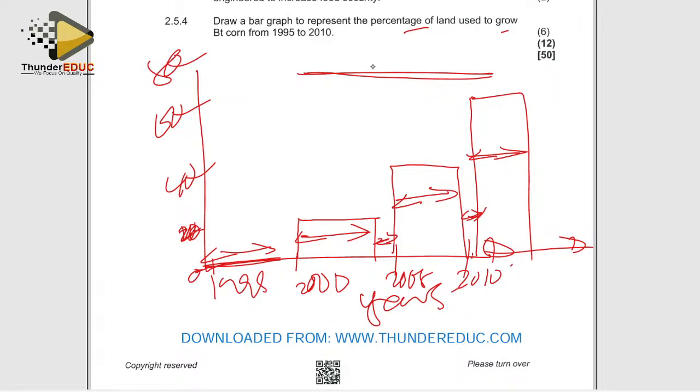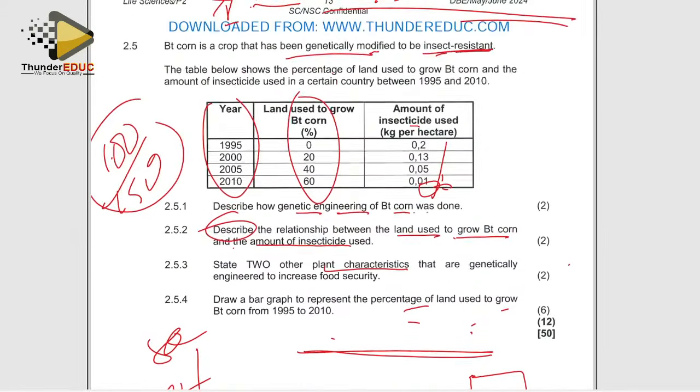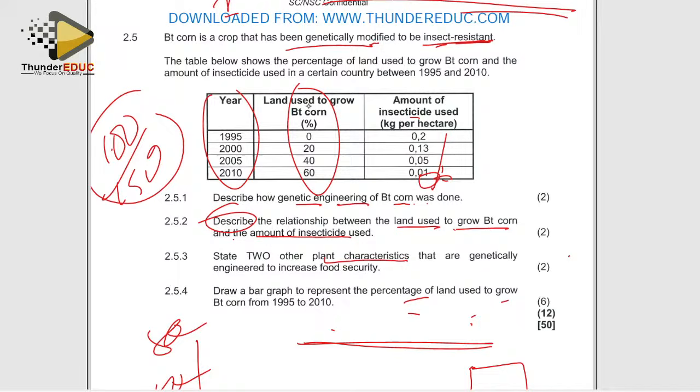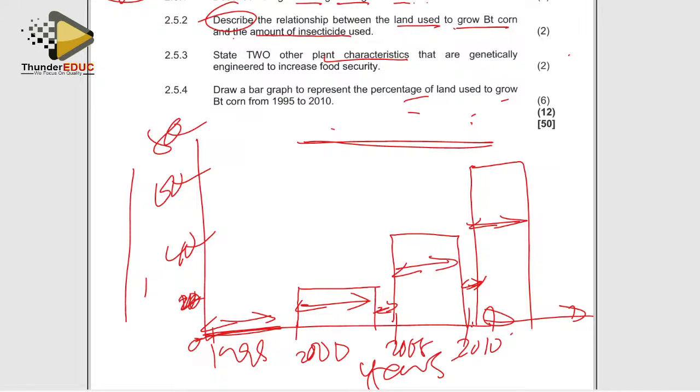Then now we give you the caption. Caption must have two variables, this variable here and the variable here. If you look here, this variable is saying land used to grow BT corn in percentage. So you tell us that land used to grow BT corn, and then you put there in percentage.